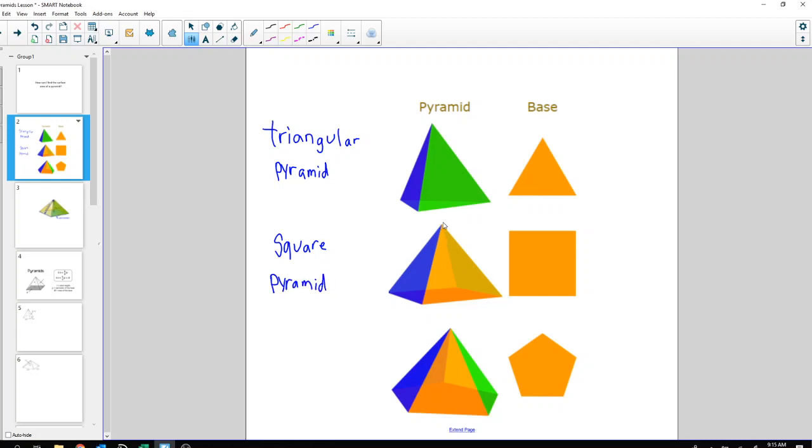But again, we see triangular sides with one base that's a different shape, and all of those sides meet at that apex at the top. So this one here, we have a pentagon at the bottom. We still have that point where all those triangular sides meet.